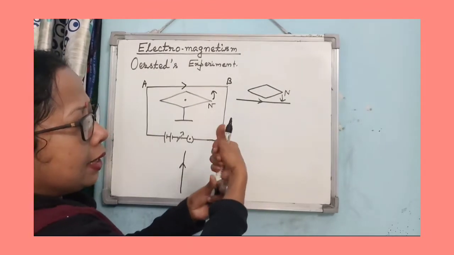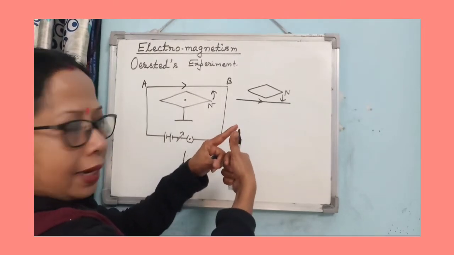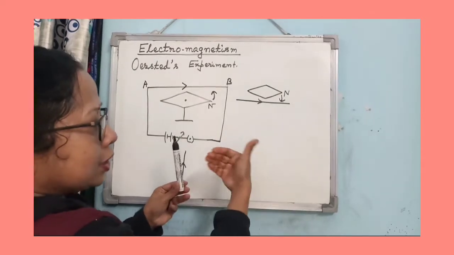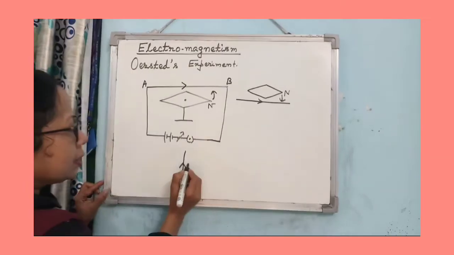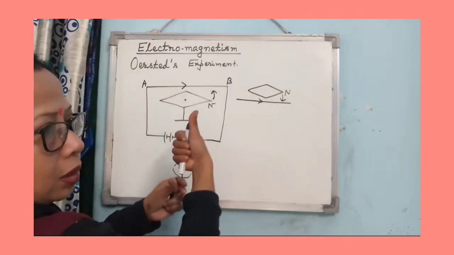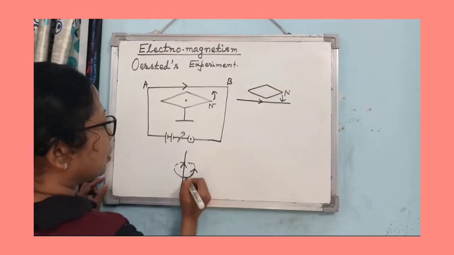How will I hold it? Like this. How? The thumb is along the direction of the current and you hold it with the four fingers. Then the direction of the four fingers will give you the direction of the magnetic field. Here, see the direction of the four fingers. If I hold it like this, it is anti-clockwise. So what is the direction of the magnetic field?